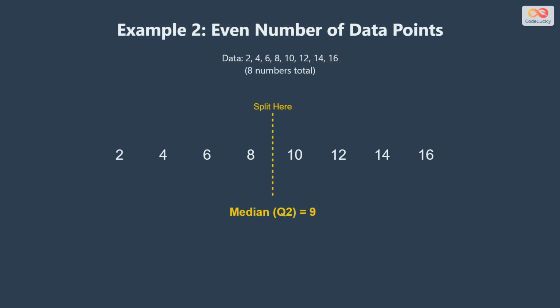Things change slightly when you have an even number of data points. Consider this set of 8 numbers, 2, 4, 6, 8, 10, 12, 14, and 16. Since there is no single middle number, the median is the average of the 2 middle numbers, 8 and 10. The median is 9. This splits the data right down the center.